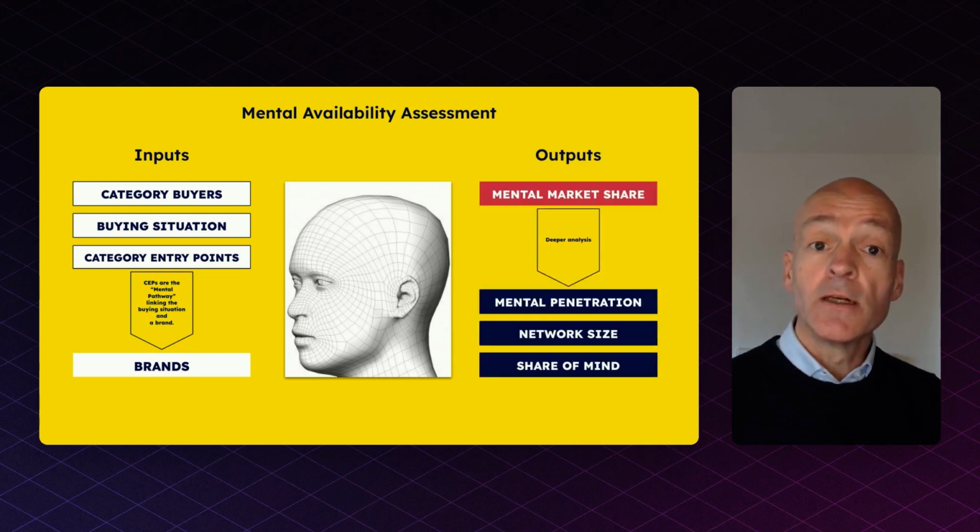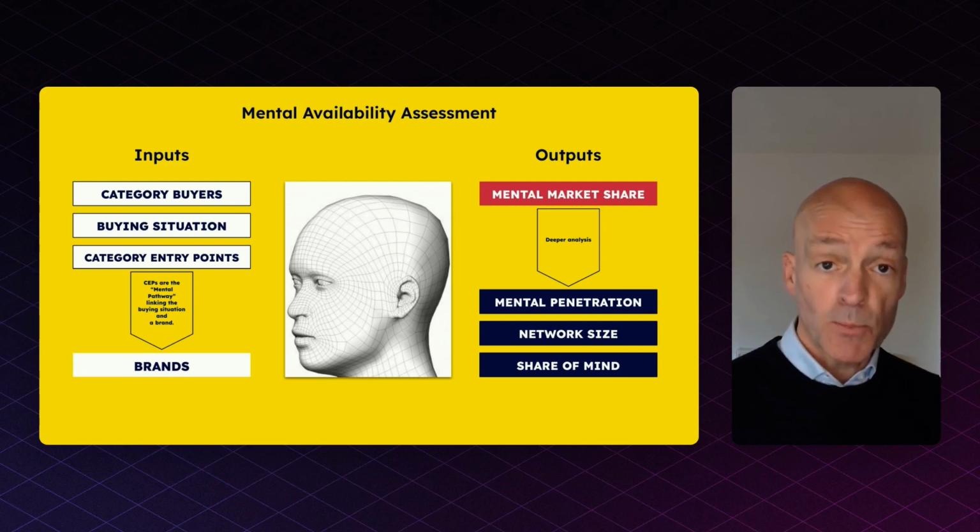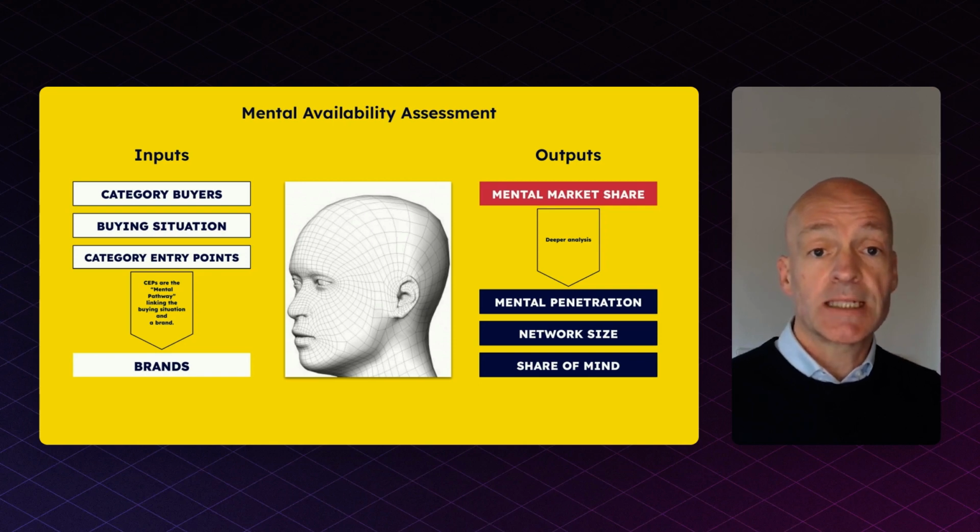And then if you've run the methodology correctly, and we will take you through more detail shortly, then you will get a strong set of mental availability metrics, the umbrella one being mental market share, and the 3 diagnostic metrics sitting beneath that of mental penetration, network size, and share of mind.